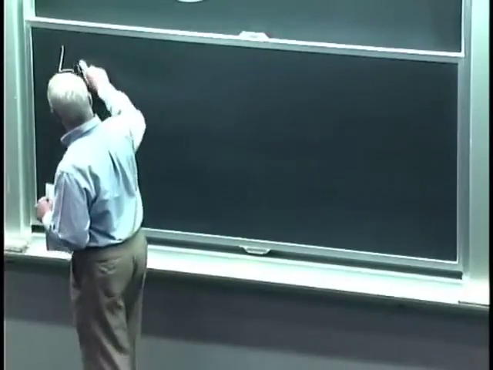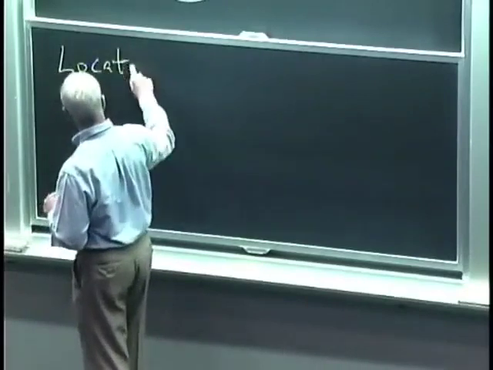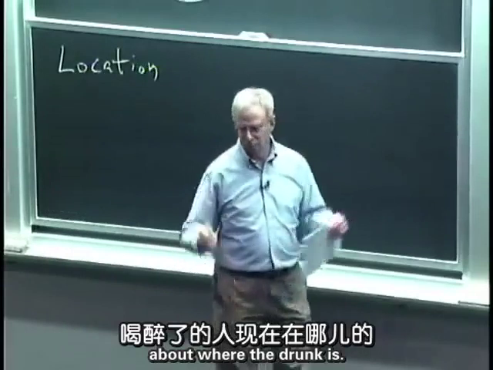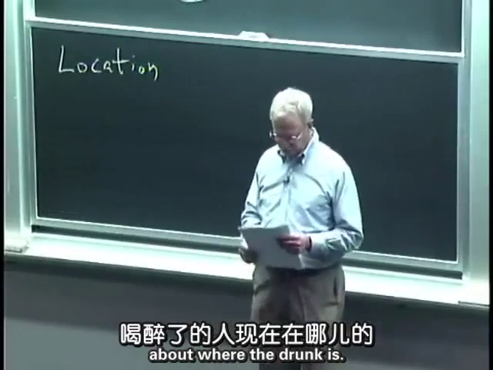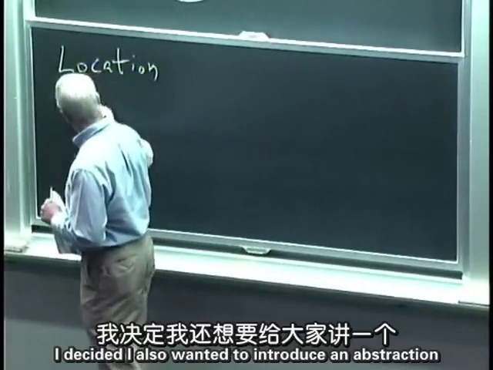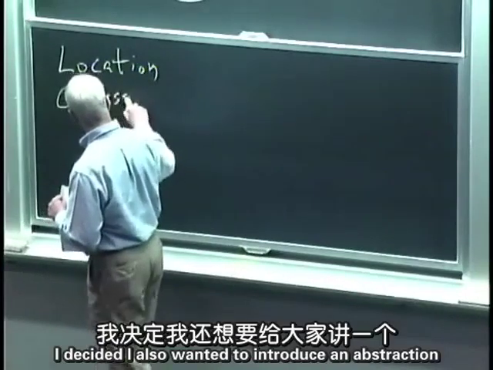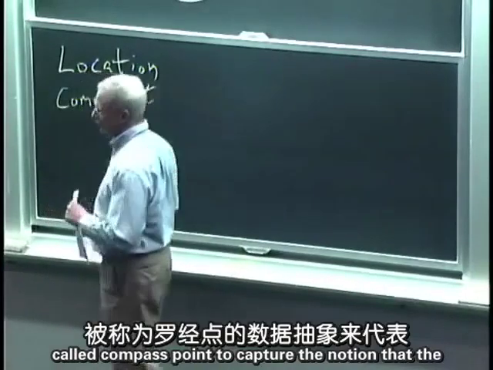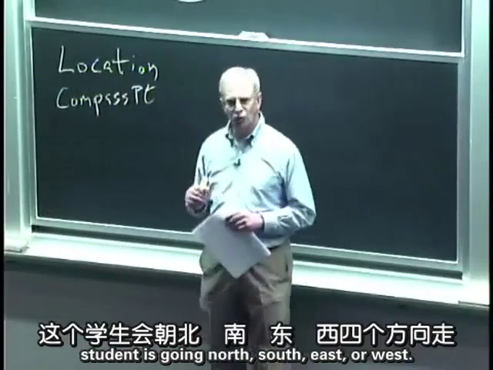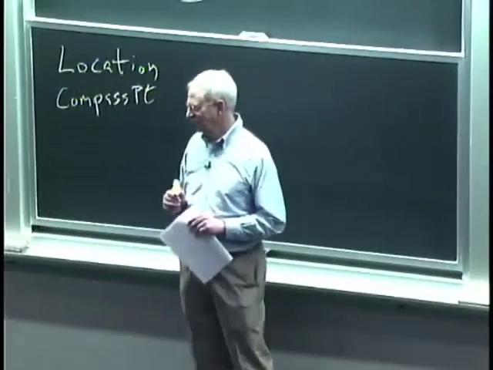Well, so I think it would be good to have a location, since after all, the whole problem talks about where the drunk is. I decided I also wanted to introduce an abstraction called compass point, to capture the notion that the student is going north, south, east, or west.